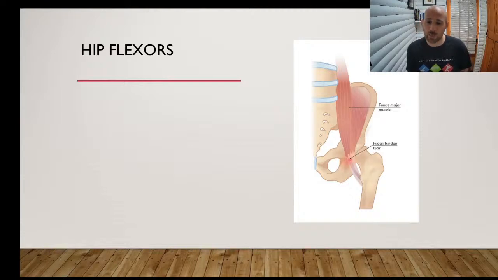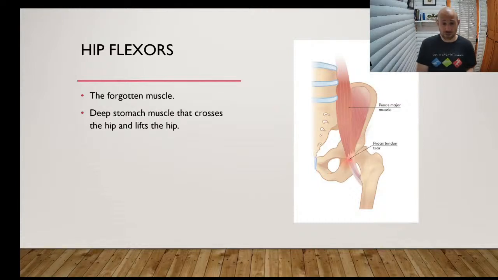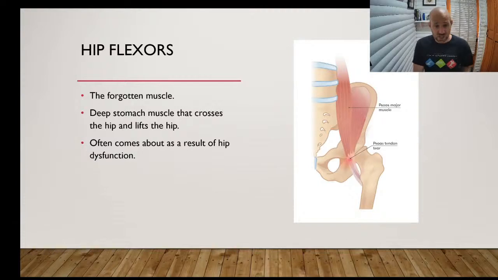And where we typically get pain is right on the front, on that sort of hip bony area that you can feel. We can get this tear in this deep stomach muscle here that's crossing over. So it's actually two muscles that you can see that converge to make this one tendon that crosses the front of the hip. And so hip flexors are often forgotten, but something we really want to be addressing. So deep stomach muscle that crosses and lifts the hip.